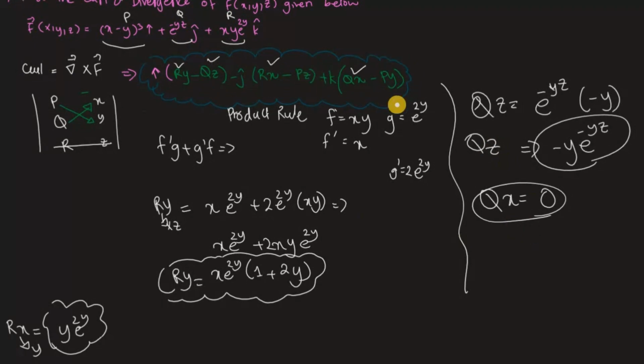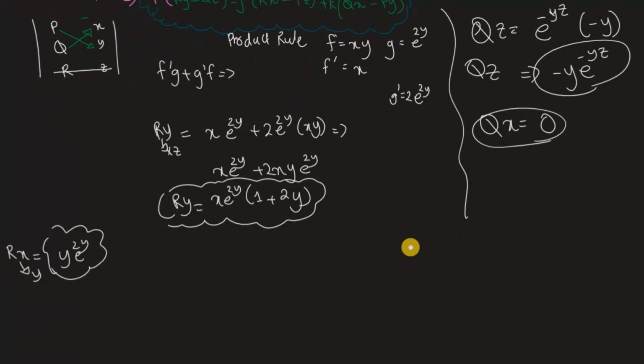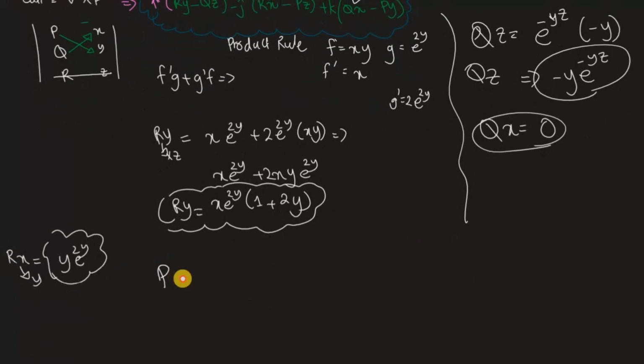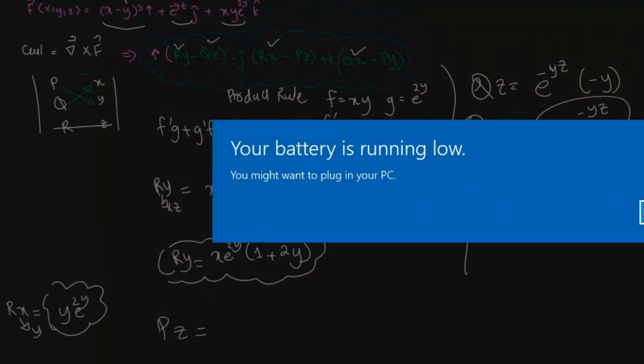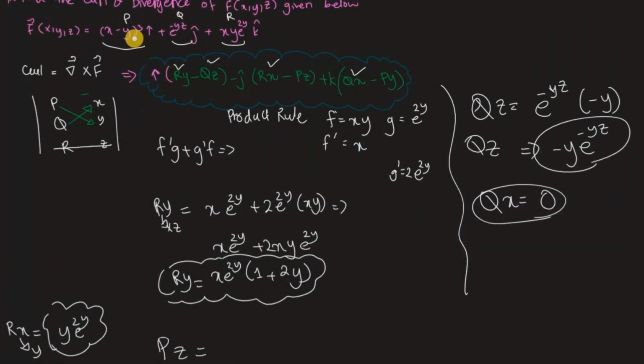Now we're only left with pz and py. Okay, so let me write it at the bottom over here. P of z. Okay, so here we're differentiating with respect to z, but there's no z over here, only x and y, which are constant over here, so pz is 0. Okay, and now finally we are left with p of y.